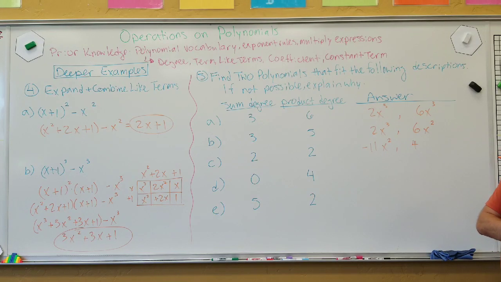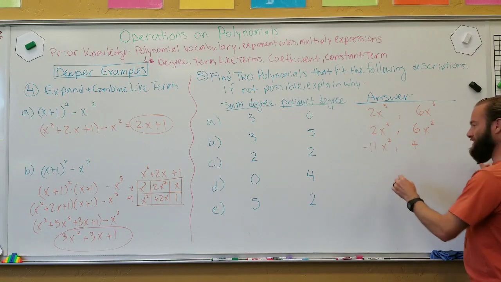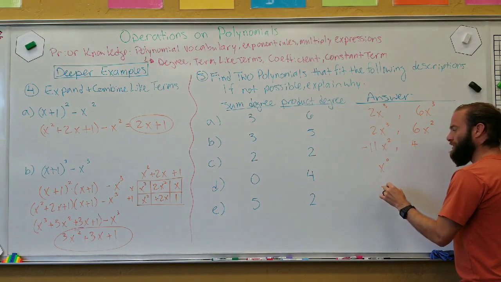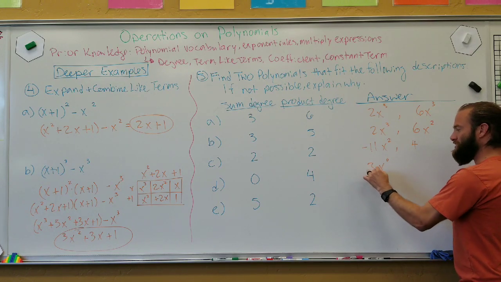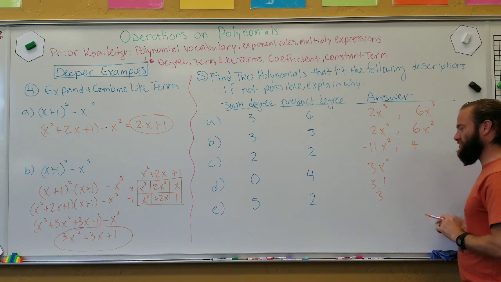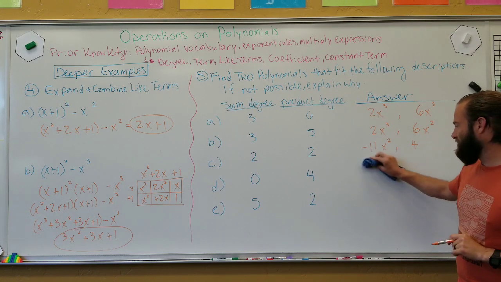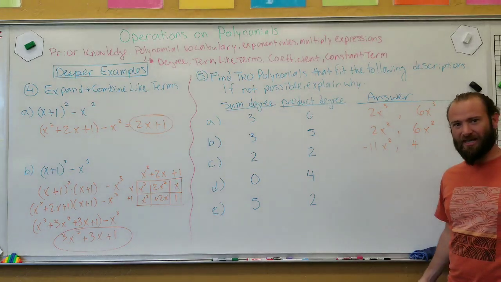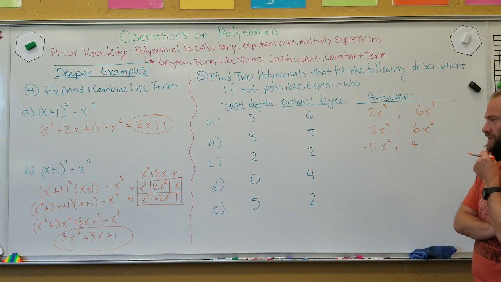Let's try part D. Sum of degree 0, wait a minute, sum of degree 0. What is degree 0? The exponent is 0. Oh, exponent degree 0 means that the x to the 0, so x to the 0, that just equals 1. So if I had like 3x to the 0, that's the same as just saying 3 times 1, which is just 3. I see, okay. So I need to have just a number left when I add them, I guess. That's what we mean when we say sum degree 0.